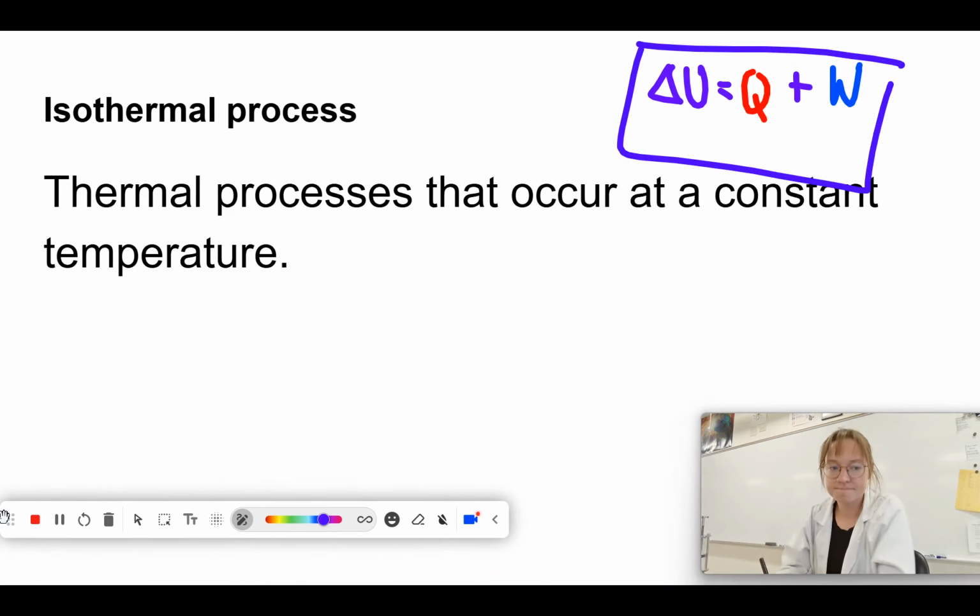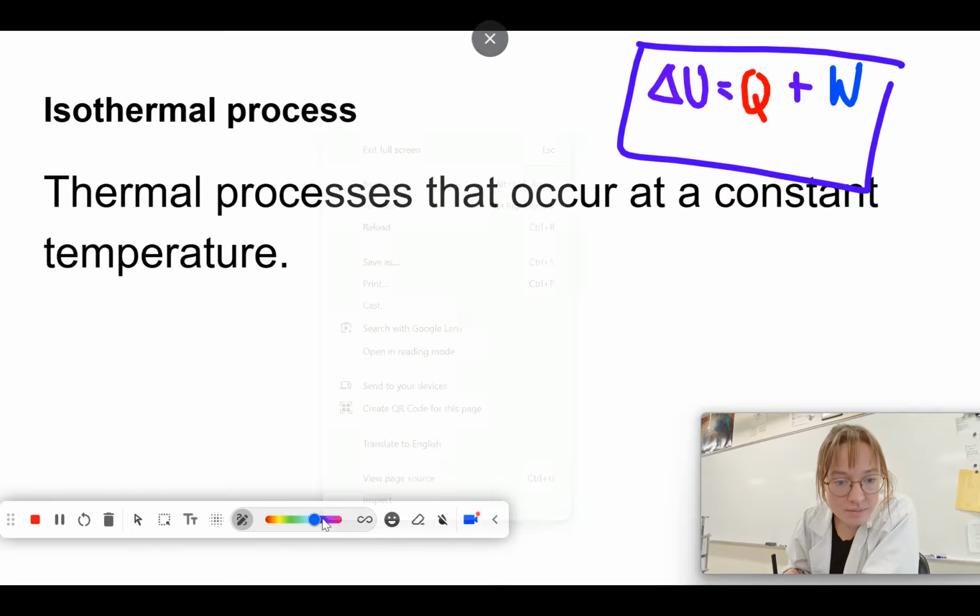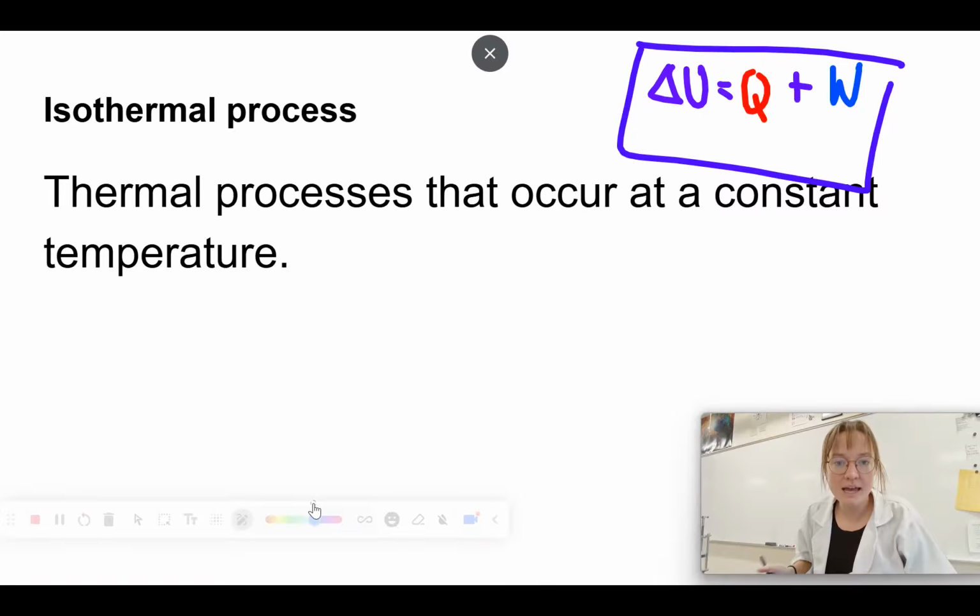Okay, here we go. It's a thermal process that occurs at the same temperature. This is going to work the same way. I don't know why it keeps doing that. Why? Hello? Please work, everybody.